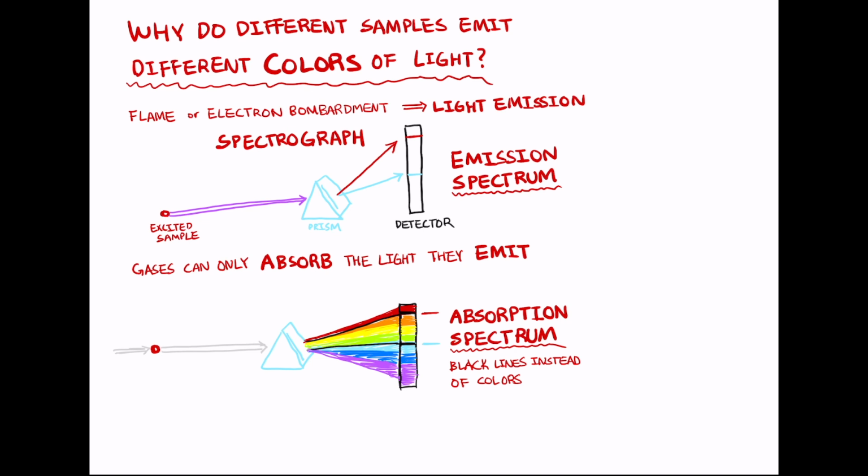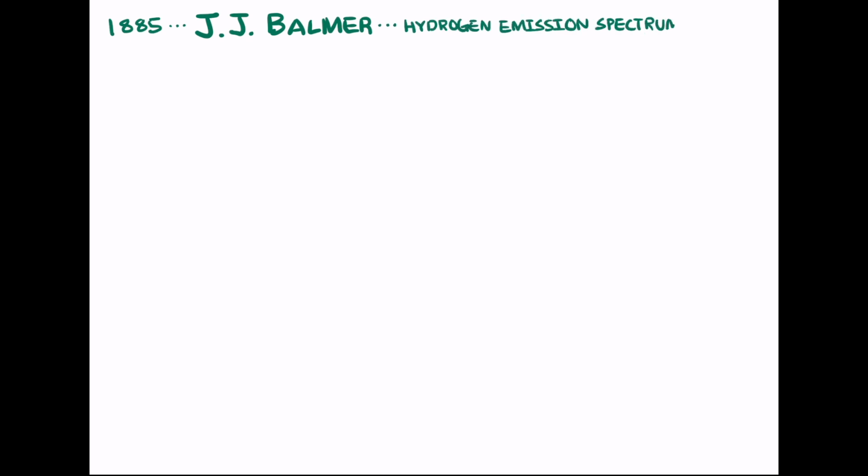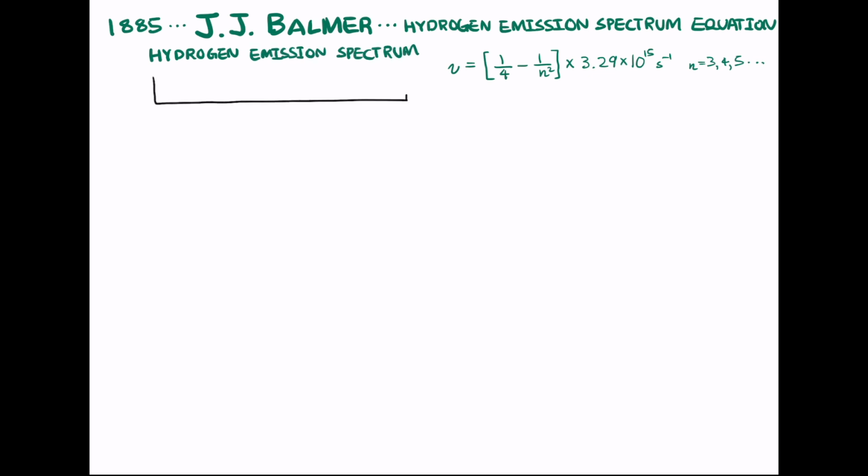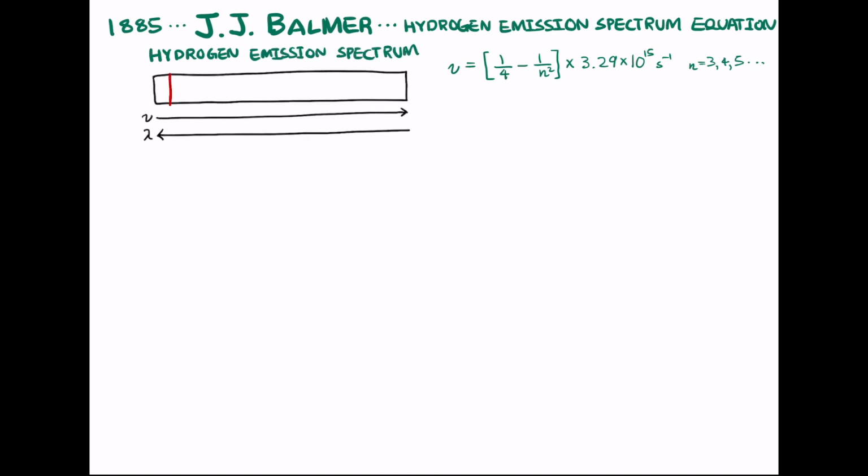Now the question was to find an explanation. In 1885, mathematician J.J. Balmer took the emission spectrum of the hydrogen atom in the visible region and found that it could be characterized by the following formula, where n is equal to 3, 4, 5, and so on and so forth. As you can see, there are 4 distinct emission lines in the visible region for the hydrogen atom: red, teal, blue, and violet. Each of these corresponds to n equals 3, 4, 5, 6 in the equation, respectively.